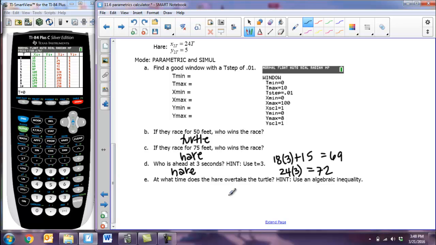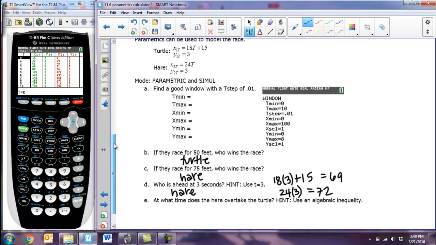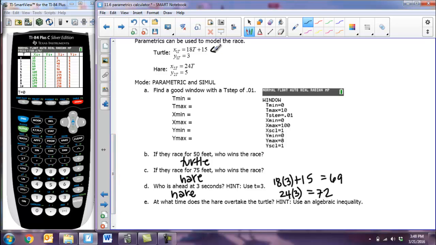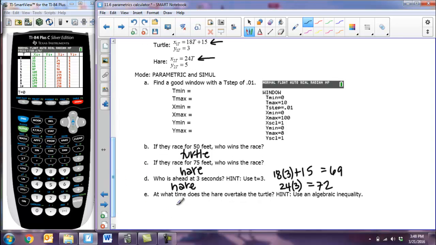And then finally, at what time did the hare overtake the turtle? Well, again, I'm going to look at the two equations that represent both of these guys. And I'm looking at the x values because the y's are just kind of giving me a position so I can see the race. So I want the hare, the 2, to be bigger than the turtle, or the 1. And so if I'm looking at 24t, I want that to be bigger than 18t plus 15.